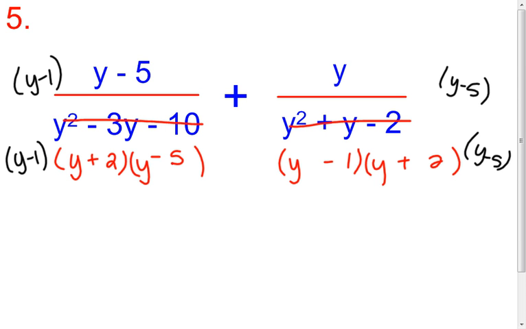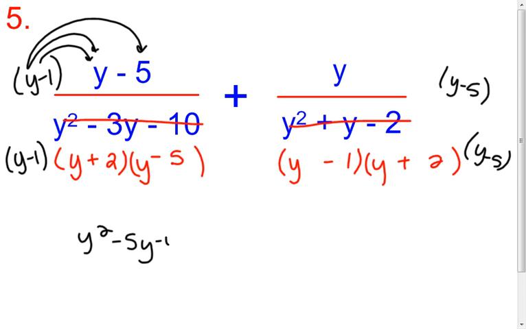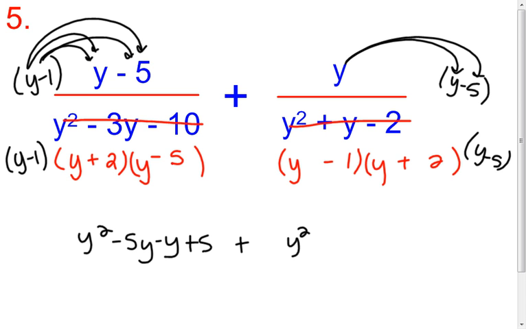Okay, so now on the top, you need to FOIL this out. So you need to go y times y is y squared. Y times negative 5 is negative 5y. Negative 1 times y is negative y. And negative 1 times negative 5 is positive 5. Okay, plus sign in between. On the right then, y times y is y squared. And y times negative 5 is negative 5y.